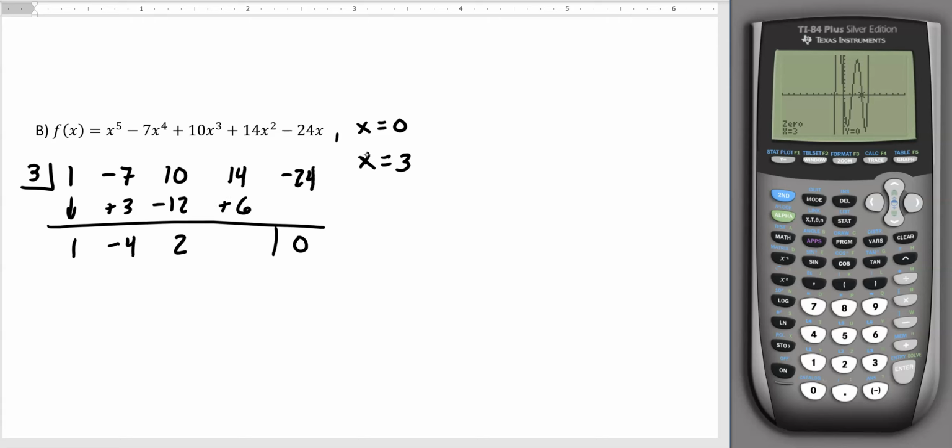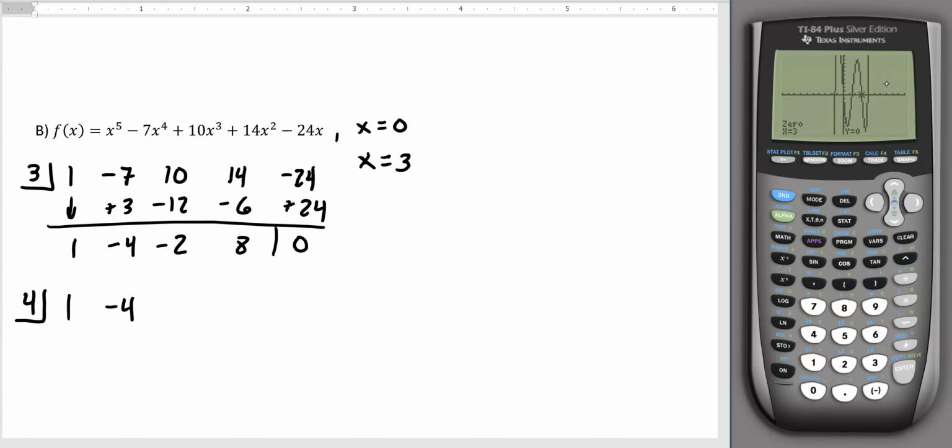3 times negative 2 is negative 6. 14 plus negative 6, oh sorry, I would have gotten that wrong. 14 minus 6 is 8. 3 times 8, positive 24. There we go. All right. Now it also looks like 4 is a zero. Let's give that a shot while we're at it.